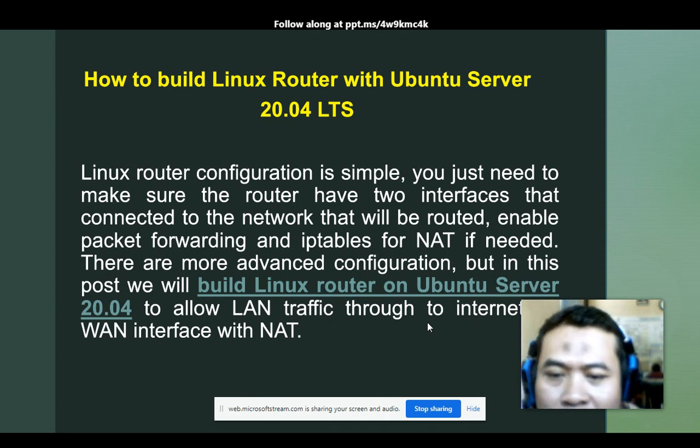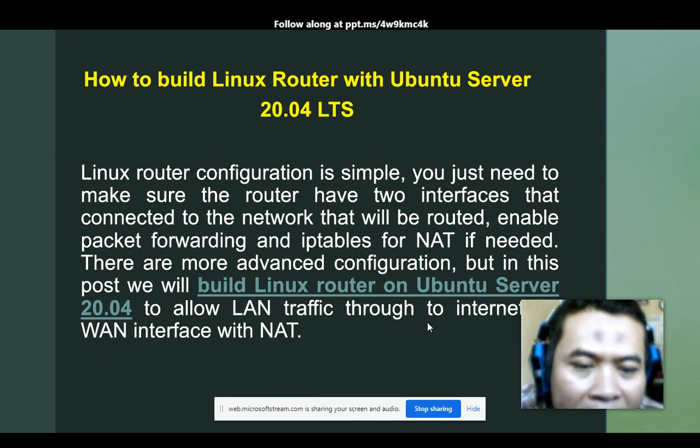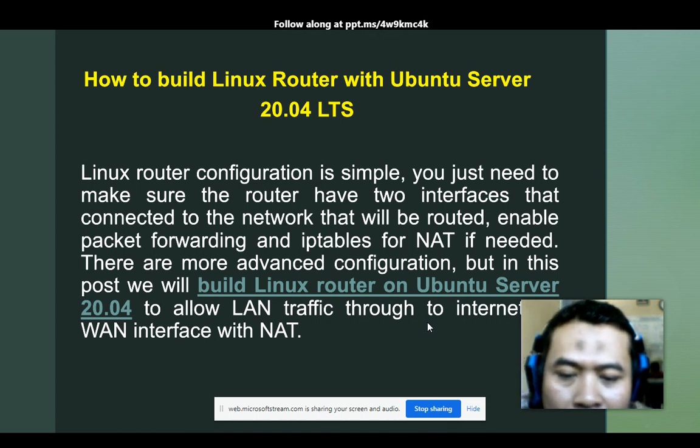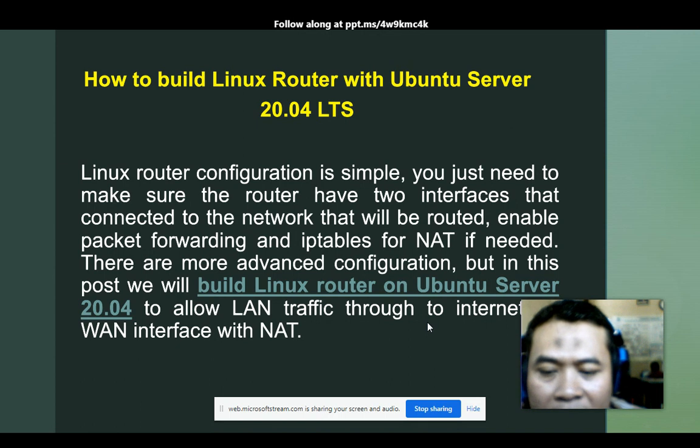You just need to make sure the router has two interfaces connected to the networks that will be routed, enable packet forwarding, and make NAT available if needed. There are more advanced configurations possible with a Linux router on Ubuntu Server, to allow LAN traffic to talk to the internet through one interface with NAT.